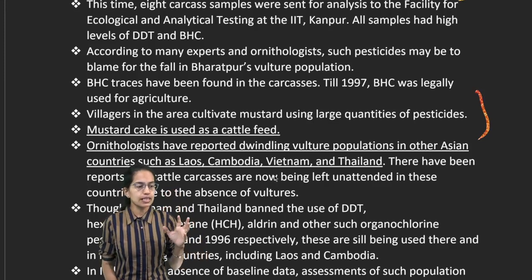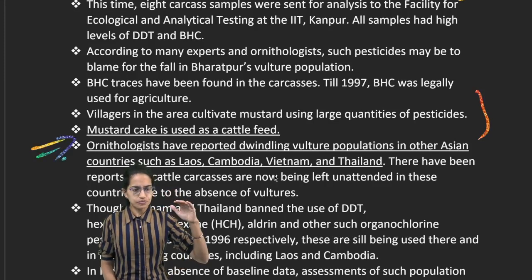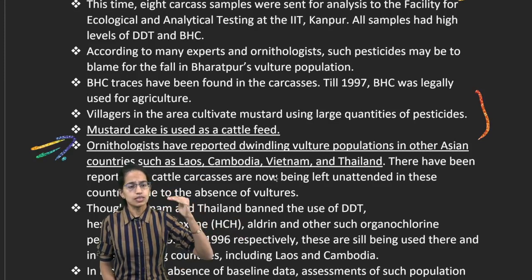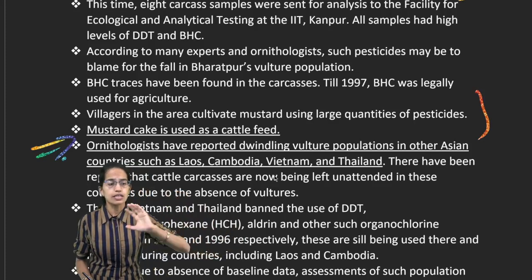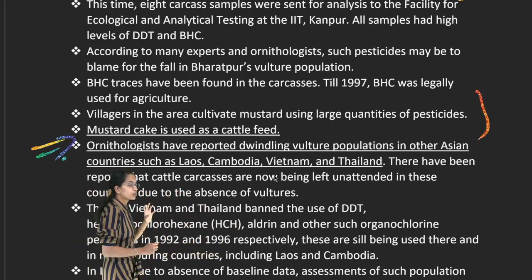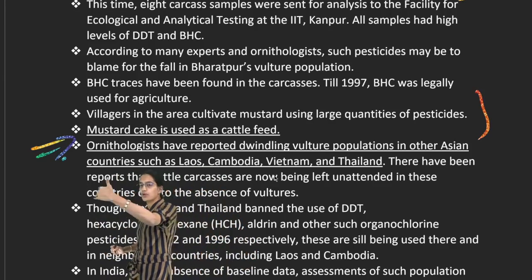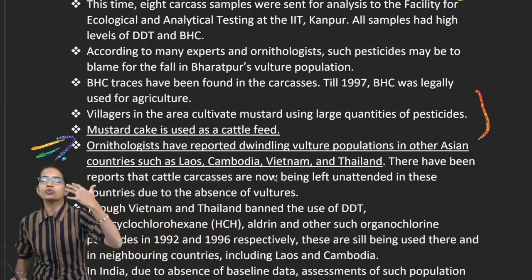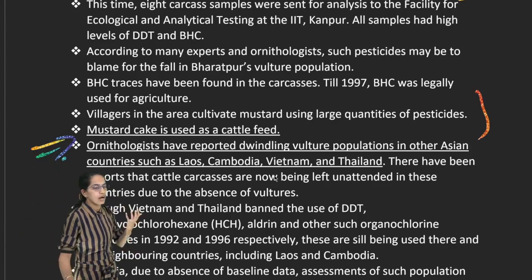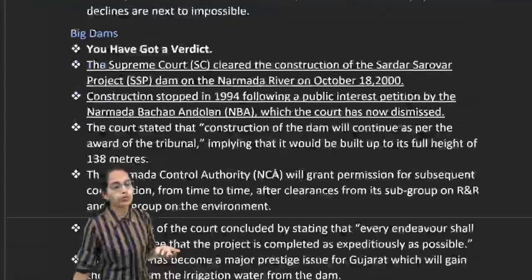Now, mustard cake is used as cattle feed, and we have seen that villagers are cultivating this mustard using a huge number of pesticides. Now, these pesticides go into the bodies of higher order organisms. They start to accumulate, and this leads to serious implications for the organisms.